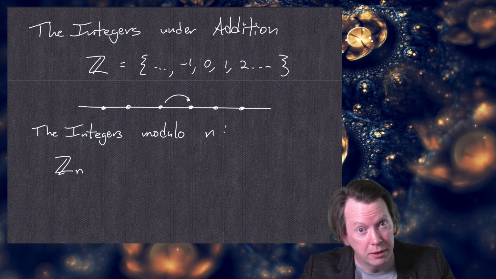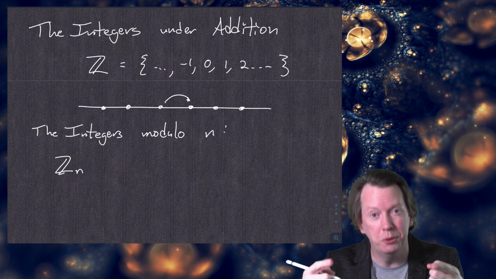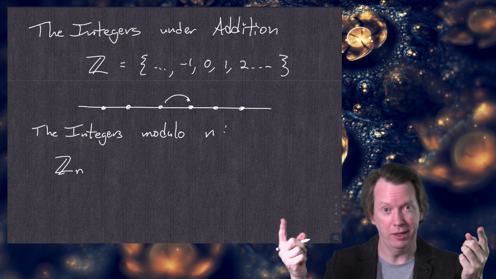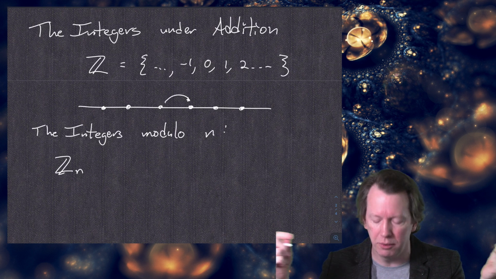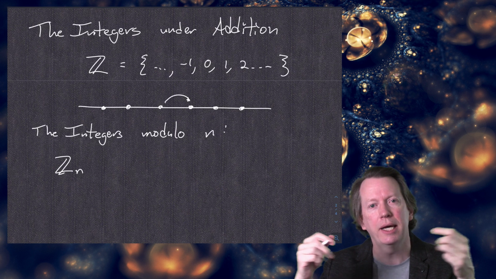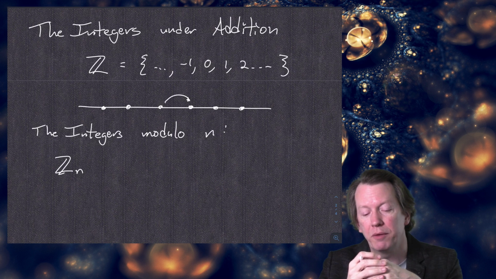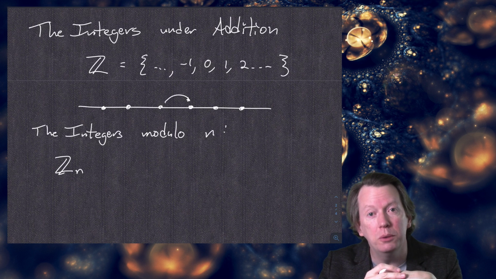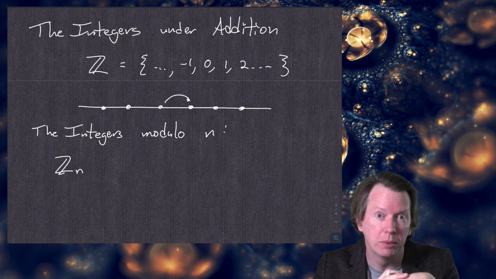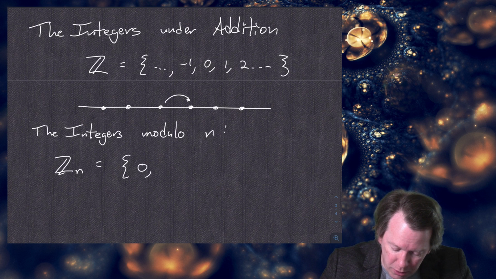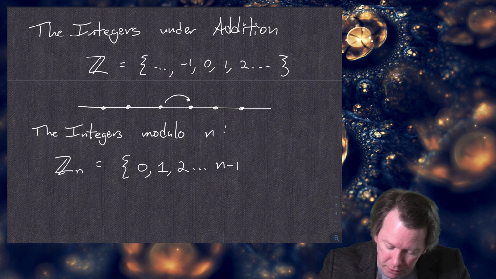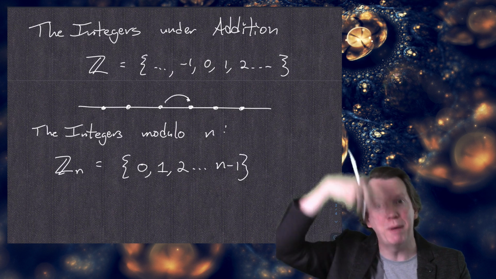We define addition on the integers, but only up to n. So if you get above n, whatever n is, you wrap around. So there's Z2, Z3, Z4, different versions of this group. You just say 1 plus 1 equals 2, but if you're doing addition modulo 2, you say that 2 is the same as 0, okay? So Zn is just the set 0, 1, 2, dot, dot, dot, n minus 1. Once you get up to n, you wrap back around.